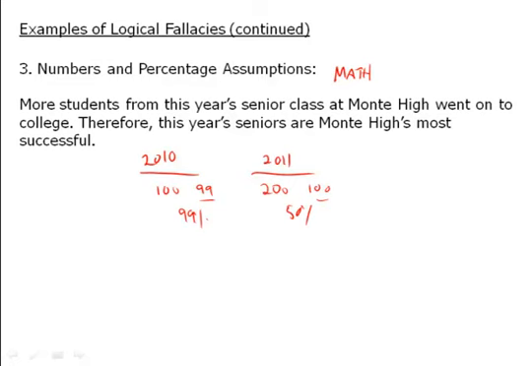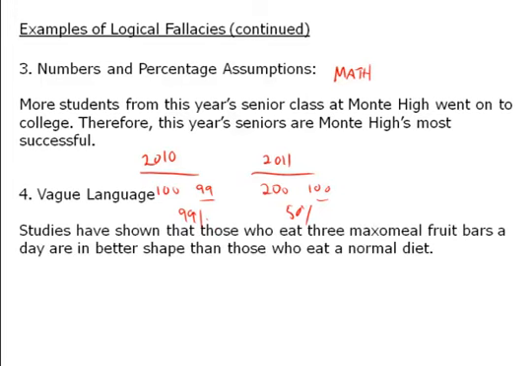Okay, now for the next one, we have vague language. What do we have here? Studies have shown that those who eat 3 Maximil fruit bars a day are in better shape than those who eat a normal diet. Okay, wait a second. What do we mean by better shape? How do you quantify that? How do you come up with this? So this is very vague. And than those who eat a normal diet. Is there anything wrong with that? What do we mean by a normal diet?